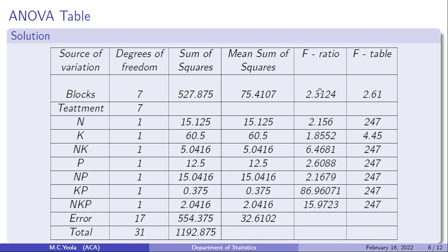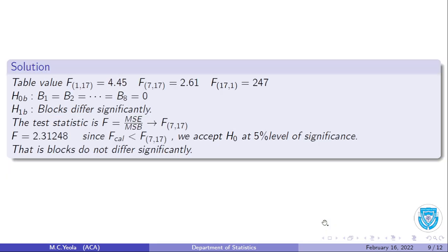If we compare all these values with the table value, everywhere the hypothesis gets accepted, nowhere is it rejected. So all hypotheses are accepted for blocks and for treatments. Those values I have written here: the table values F(1,17) is this and F(4,17) is this value, 247.